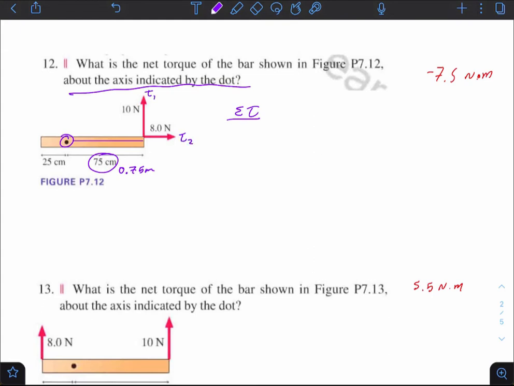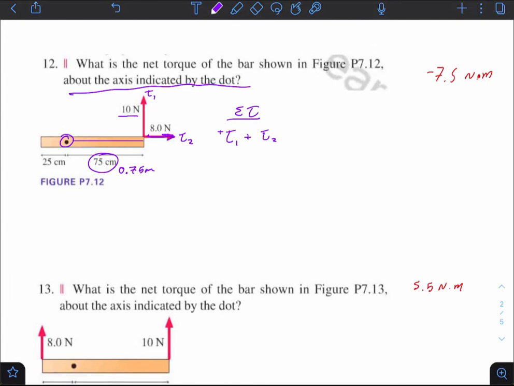And this one is going to rotate it counterclockwise, so that's going to be positive. And this one is parallel to it, and I don't know if that's going to be positive or negative. I'm not sure. But we'll find out very shortly.